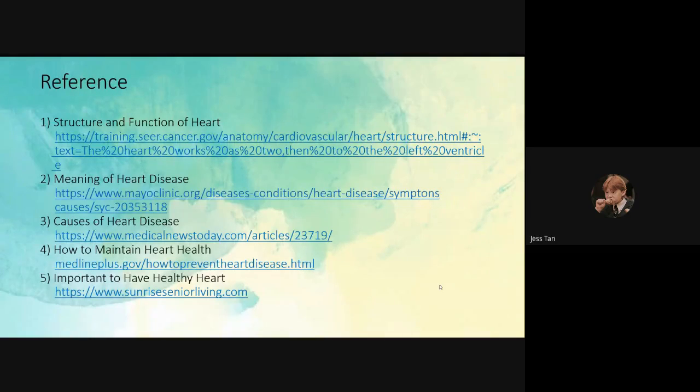Here are the references that we found online, which are structure and function of the heart, meaning of heart disease, causes of heart disease, how to maintain heart health, and importance of having a healthy heart.